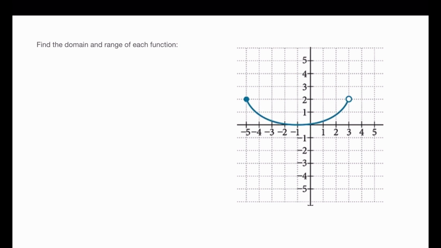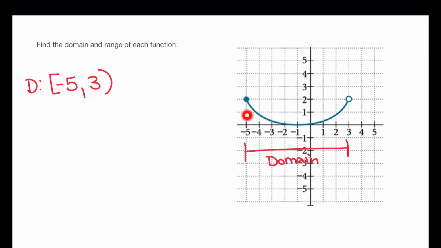All right, here's another one. Find the domain and range. Domain is the set of inputs, or the x's. To find the domain, I'm going to read the graph from left to right. This graph starts at an x value of negative 5. And this time there is no arrow. It stops at an x value of 3. So the domain is negative 5 to 3.